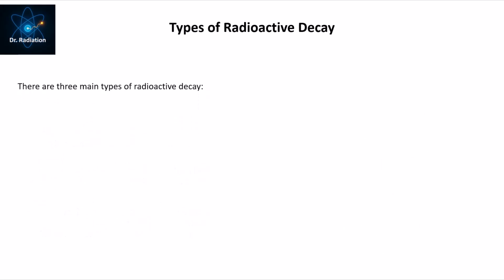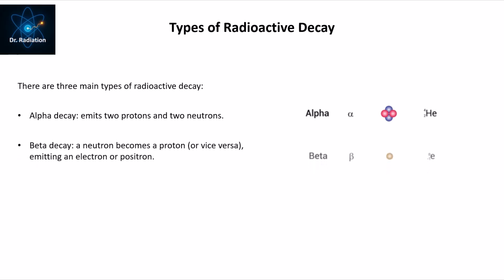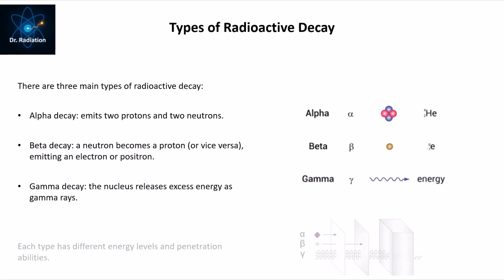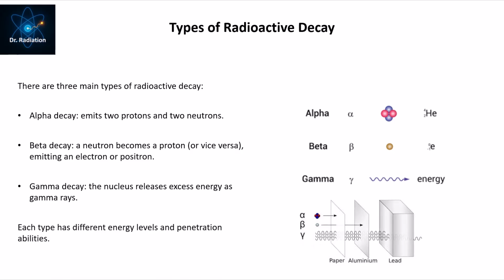There are three main types of radioactive decay. Alpha decay emits 2 protons and 2 neutrons. Beta decay: a neutron becomes a proton, or vice versa, emitting an electron or positron. Gamma decay: the nucleus releases excess energy as gamma rays. Each type has different energy levels and penetration abilities.